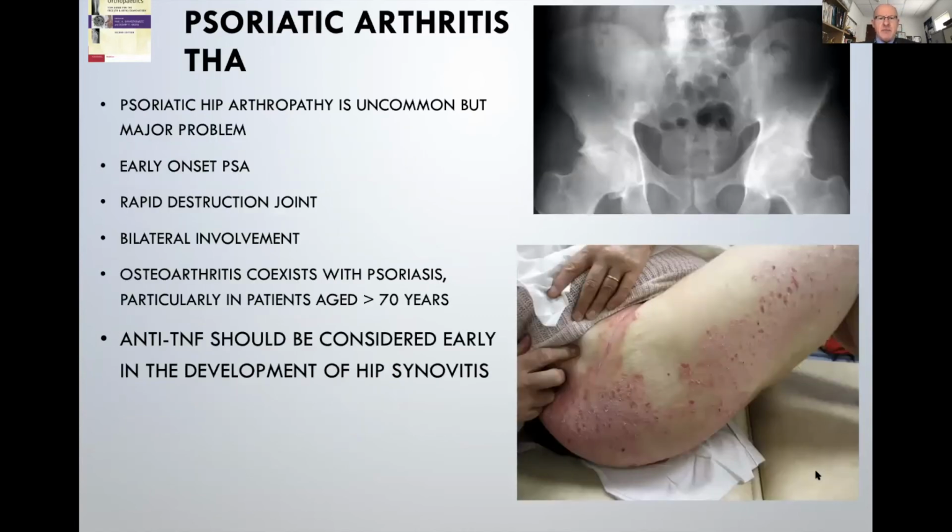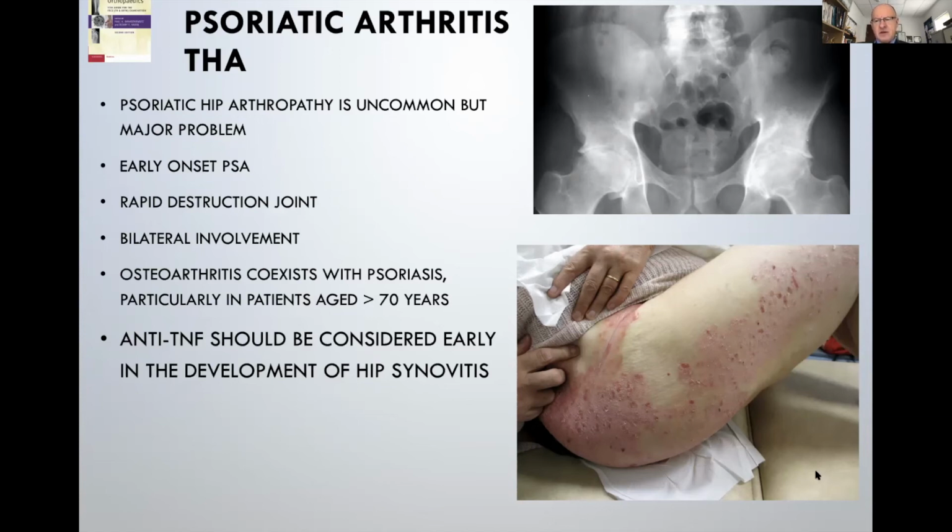So psoriatic hip arthropathy is uncommon, but it's a major problem. There's not a big series of cases that have gone on to have total hip arthroplasty that have been reported on. It's thought that the development of hip involvement occurs with a patient that's got early onset psoriatic arthropathy, and it's usually associated with rapid destruction of this joint, and its bilateral involvement as well.